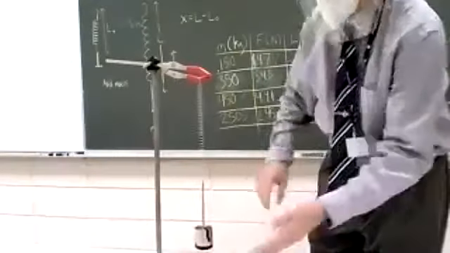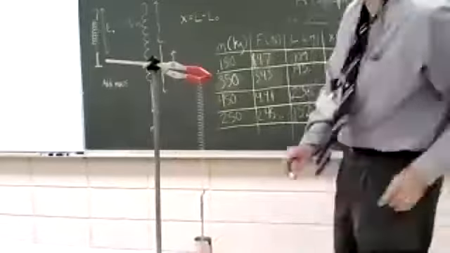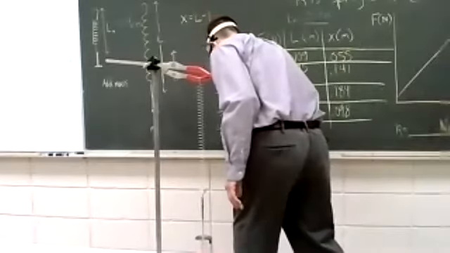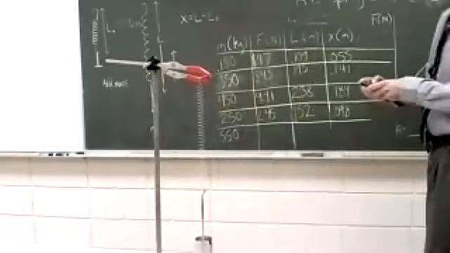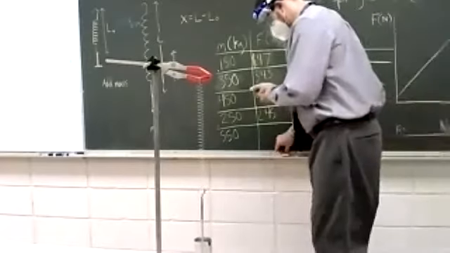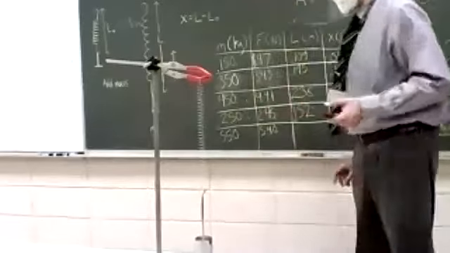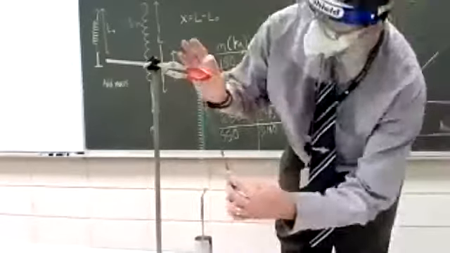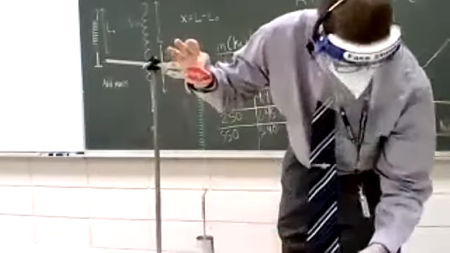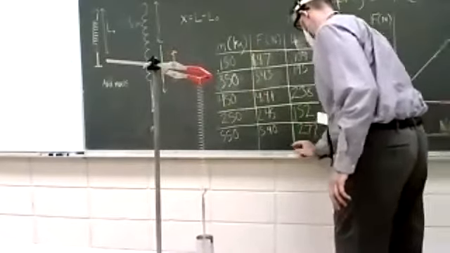250, that's 450, 550. So now we've got 0.550 kilos, which on Earth has a weight of 5.40 newtons. And that extended our spring to 27.7 centimeters, or 0.277 meters.